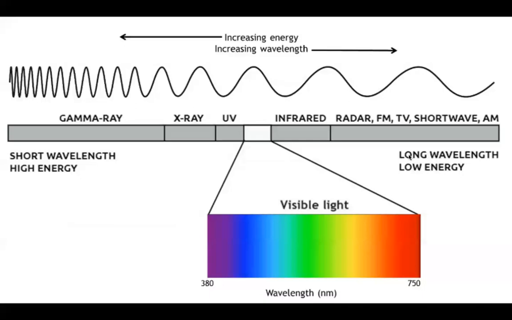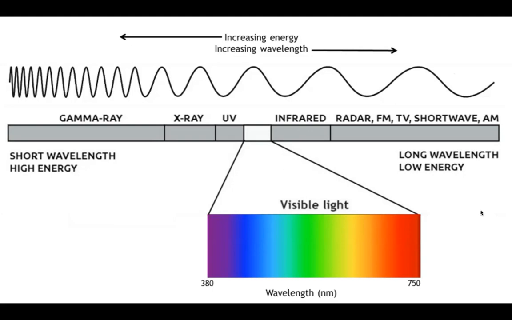So, starting off, we as humans can only see certain lights in certain wavelengths. Our wavelengths range from about 380 nanometers to about 750 nanometers. And this is what we call the visible light. This is what we can see, and these wavelengths correspond to specific colors, as you can see here.